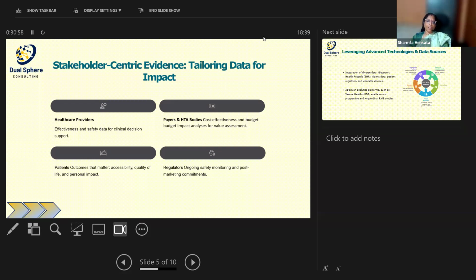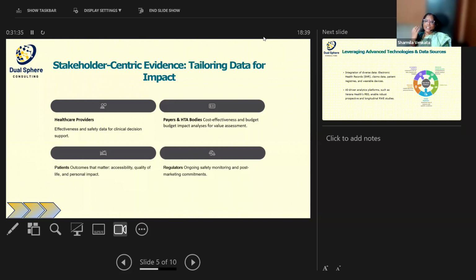So, for example, for a cancer drug, providers may focus on median survival improvement, tumor response rates, and safety profiles. They want to know if the treatment will actually help their patient survive longer or have a better quality of life. But when it comes to payers, such as insurance companies, government health systems, and health technology assessment, or HTA, bodies, they look at treatments through an economic and value lens.